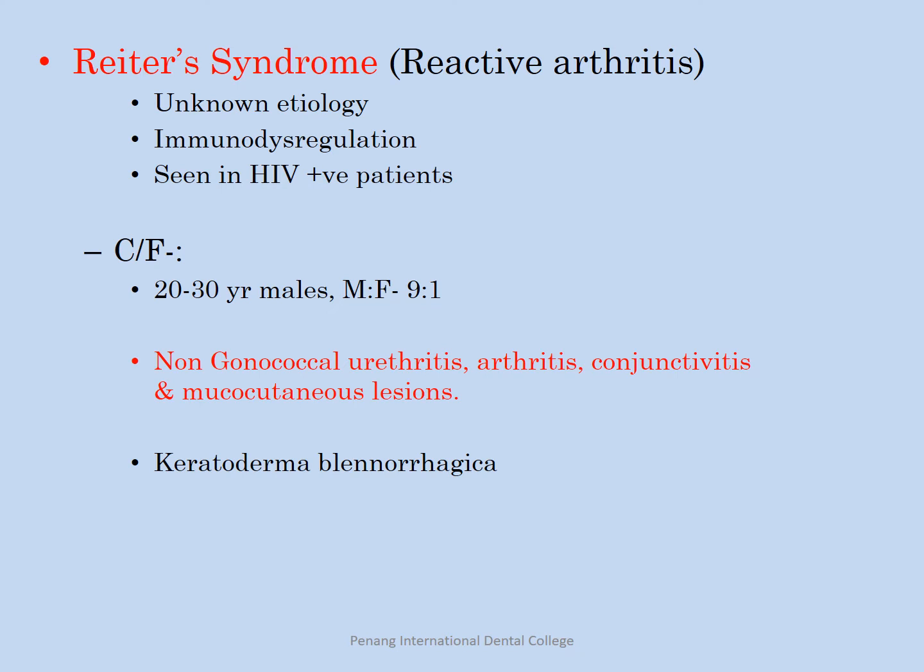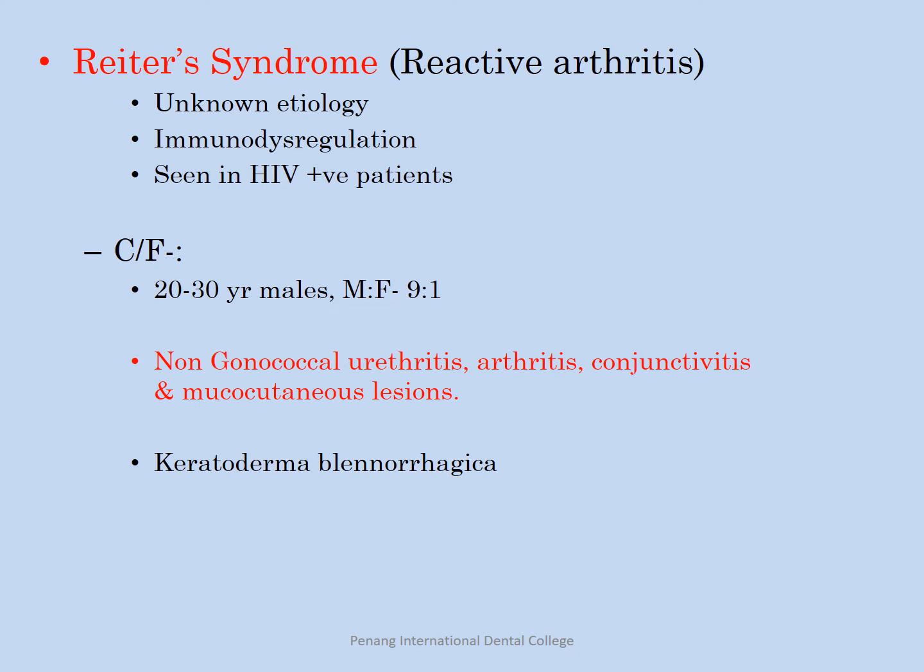Reiter syndrome or reactive arthritis is another syndrome that is associated with recurrent aphthous stomatitis. The etiology is unknown. It is an immune dysregulation seen in HIV positive patients as well. Clinical features include being commonly seen in 20 to 30-year-old males. The male to female ratio is 9:1. The features that are characteristic of Reiter syndrome are non-gonococcal urethritis, arthritis, conjunctivitis, and mucocutaneous lesions.